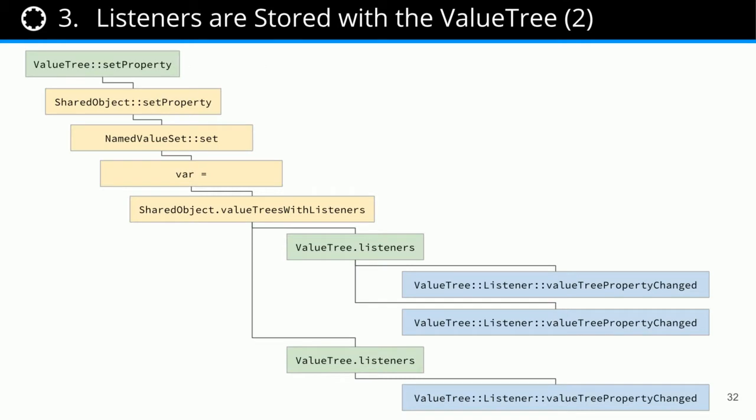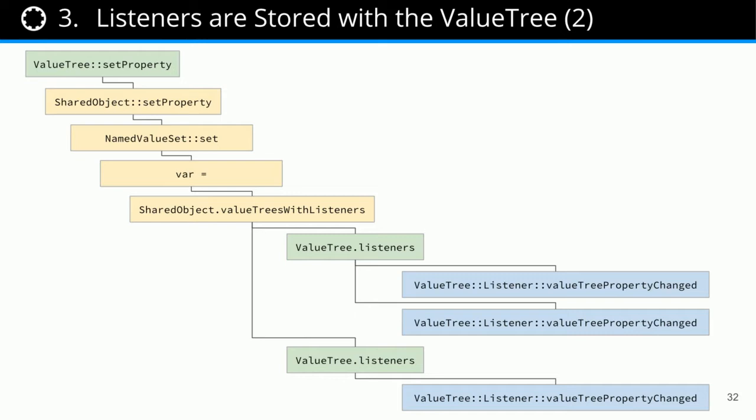And the call graph when you change something to a ValueTree looks something like this. This is an example of set property. So we call set property on a ValueTree. Remember I said ValueTree has the interface into the shared object. And then internally it calls set property on the shared object, which goes into the name value set. It iterates all the properties, looking for a matching identifier that you pass to set property. It then assigns something to the var object associated with that, then goes back to the shared object. And the shared object does have a list of all the ValueTrees that have listeners.